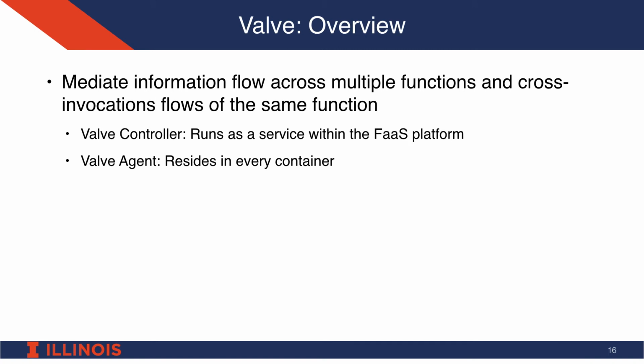So we present our system Valve to prevent the explained attacks. The main idea is to mediate information flow across multiple functions and multiple invocations of the same function through monitoring how the functions are interacting with other functions and the internet. The system consists of two components. One Valve controller that runs as a service within the serverless cloud platform, and a Valve agent that is part of every function instance or container. We will use the term function instance and container interchangeably.